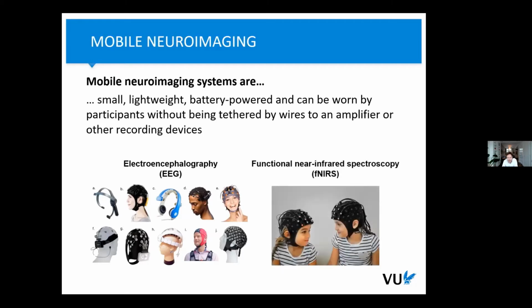Then we have functional near-infrared spectroscopy, fNIRS, and that's comparable in a way with fMRI. It's a way to measure oxygenated versus deoxygenated hemoglobin in the blood, especially in the cortex, so around 4 centimeters deep. But fNIRS is more recent, so there's not that much research in real-world environments compared to EEG.